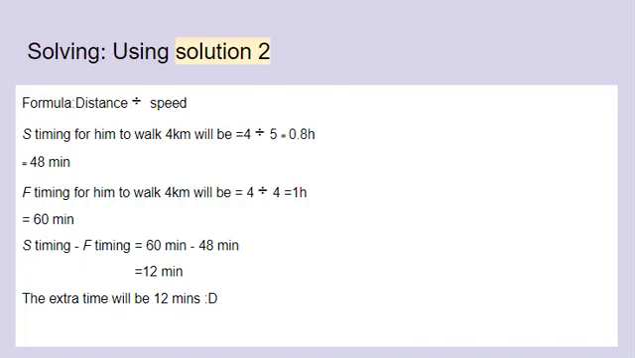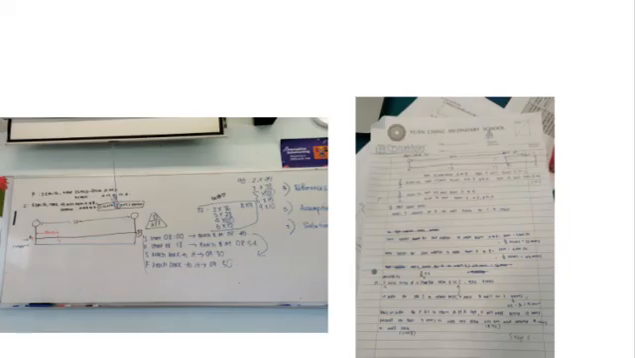Using the formula distance divided by speed, F's timing to walk 4 km will be 4 divided by 5 equals 0.8 hours, which is 48 minutes. S's timing to walk 4 km will be 4 divided by 4 equals 1 hour, which is 60 minutes. So S timing minus F timing equals 60 minutes minus 48 minutes, which is 12 minutes. So the extra time will be 12 minutes. So these are the solutions that we found.